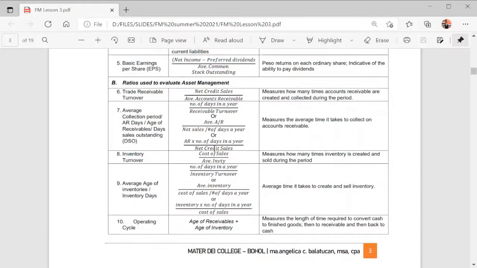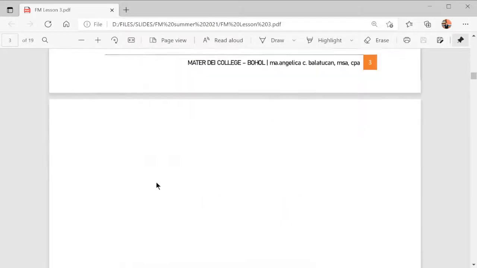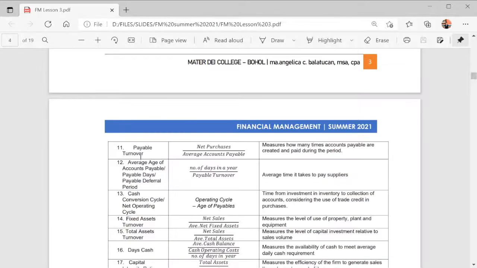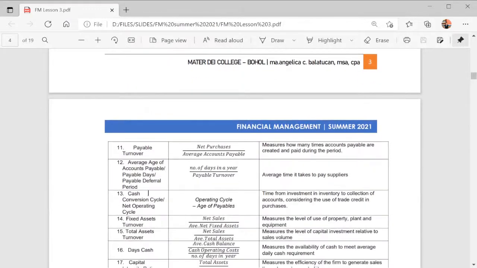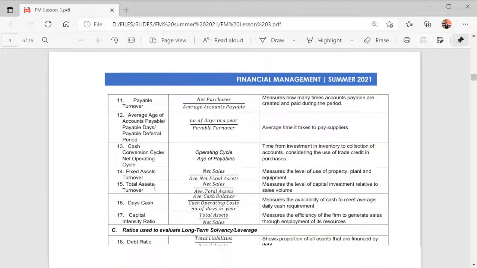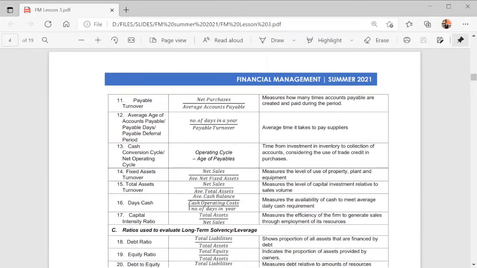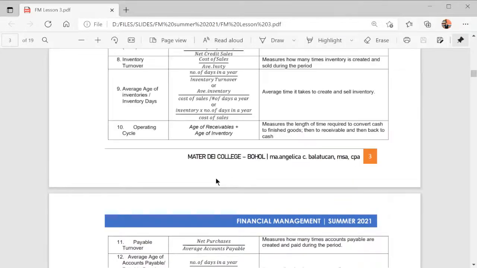The next are the ratios to evaluate the asset management. So we have here ratios relating to receivables. This one is relating to the inventory, and then for payables, payable turnover, AP days, operating cycle, and cash conversion cycle. Usually the turnovers are under asset management.